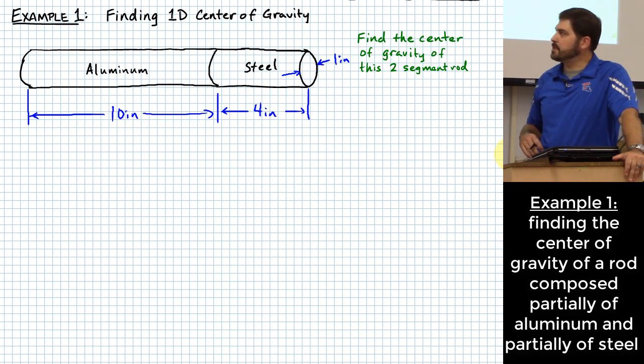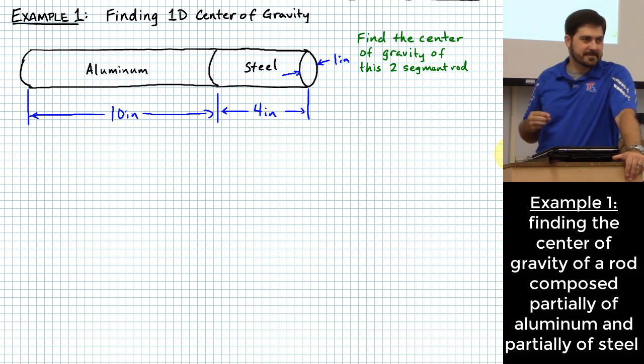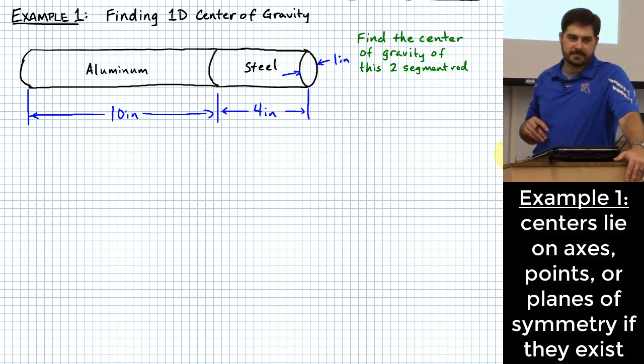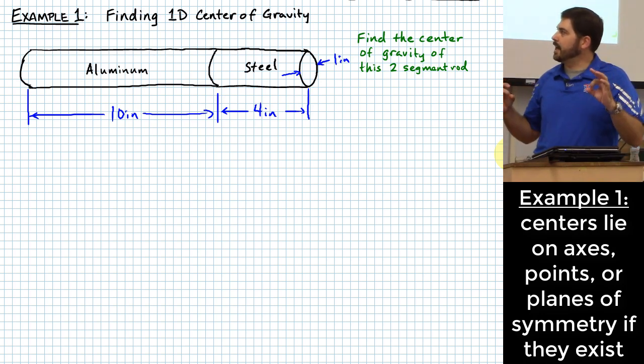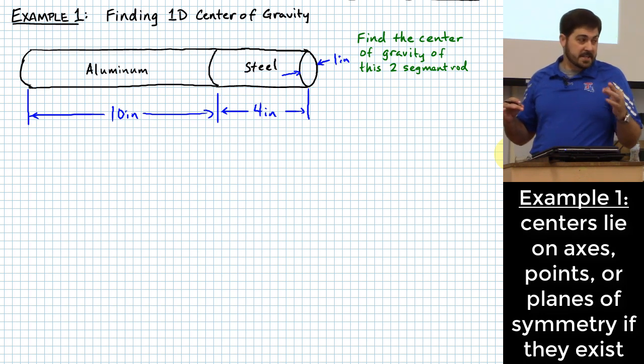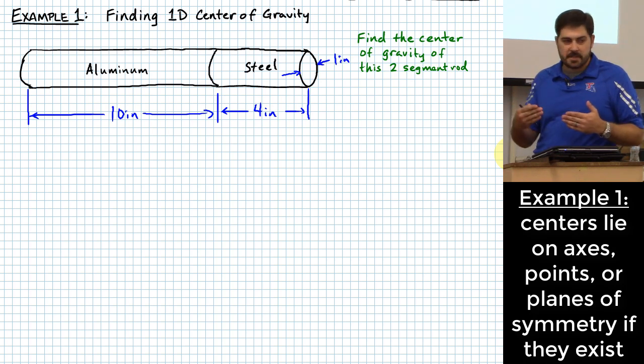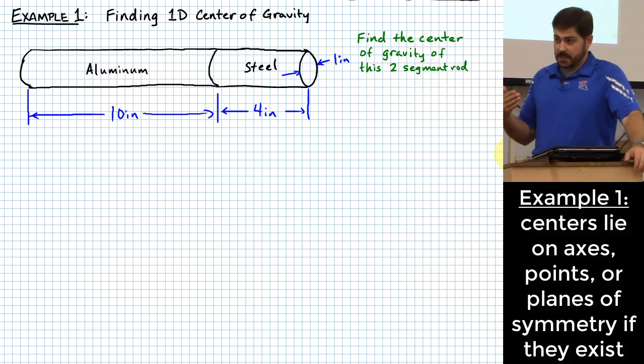Okay? So my first question is this. If we had to find the center of volume of this rod, would that be hard? How would you know what the center of volume would be of this rod? Okay, you have the diameter, you have the length. Basically, it's because of symmetry, right? We mentioned before, anytime you have an axis or a point or a plane of symmetry, your centroid or whatever center you're trying to find is going to occur on that axis or point or plane of symmetry.